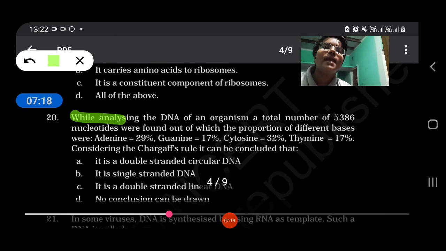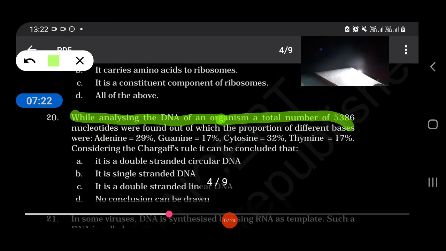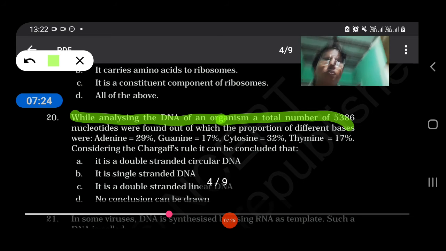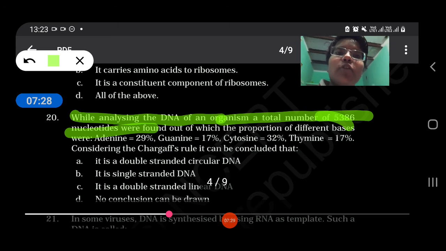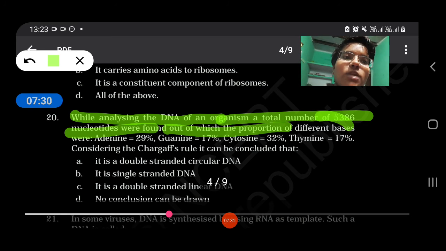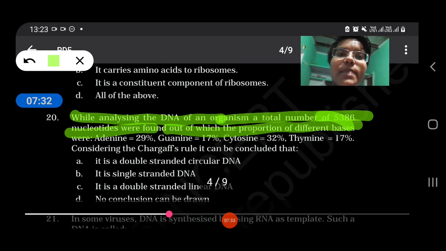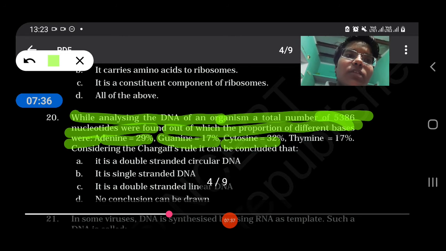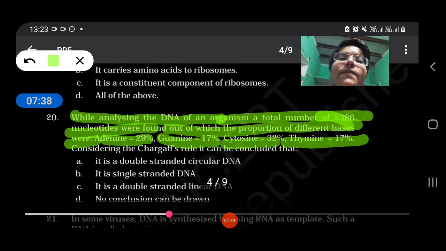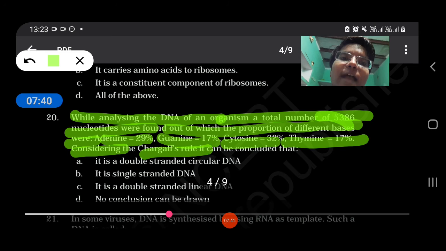While analyzing the DNA of an organism, a total number of 5,386 nucleotides were found, out of which the proportion of different bases were adenine 29%, guanine 17%, cytosine 32%, and thymine 17%. Considering Chargaff's rule, what Chargaff's rule do we have to consider?